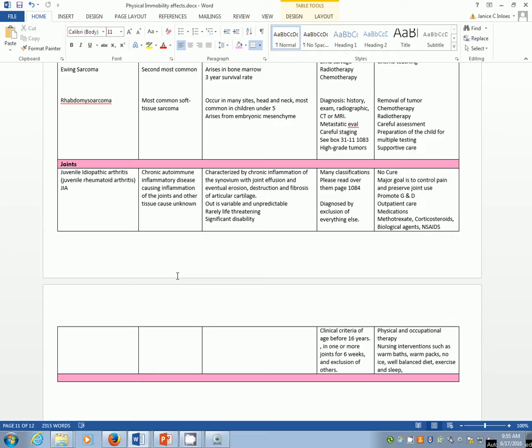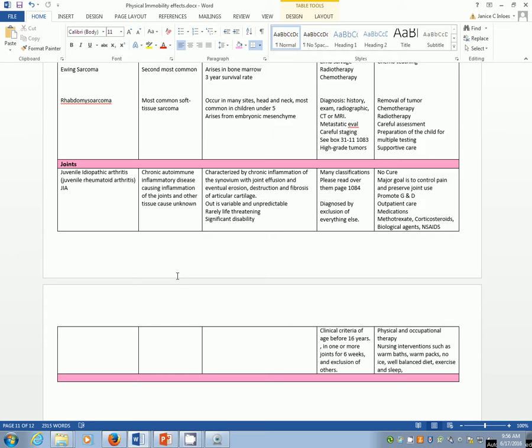Our major goal is going to be to help control their pain, prevent as much damage as we can, and prevent them from losing their use of their joints. Again, we want to promote their growth and development. They're in early stages of puberty. They are realizing there's boys and girls out there. We try to do all this care by outpatient care.